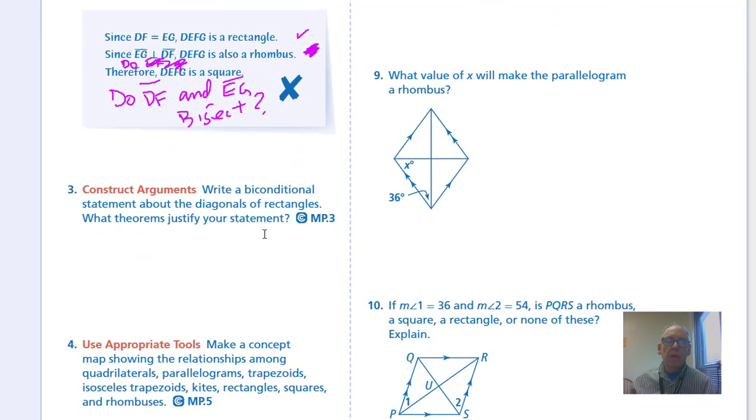So number 3, write a biconditional about the diagonals of rectangles. Okay, so biconditional: if and only if. So, if and only if a parallelogram has congruent diagonals, it is a rectangle.